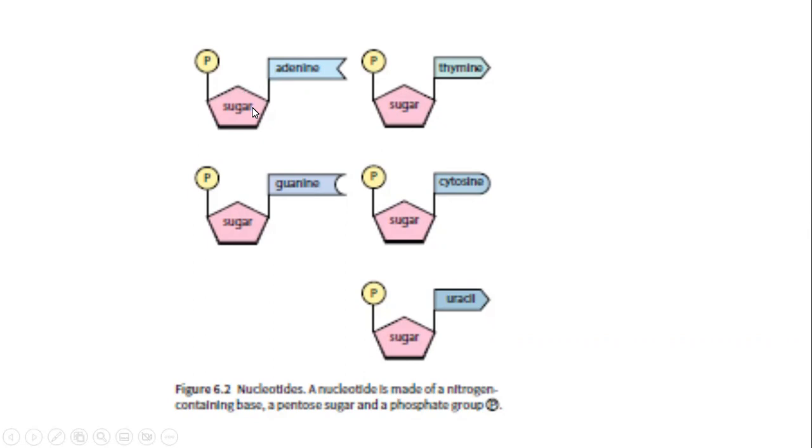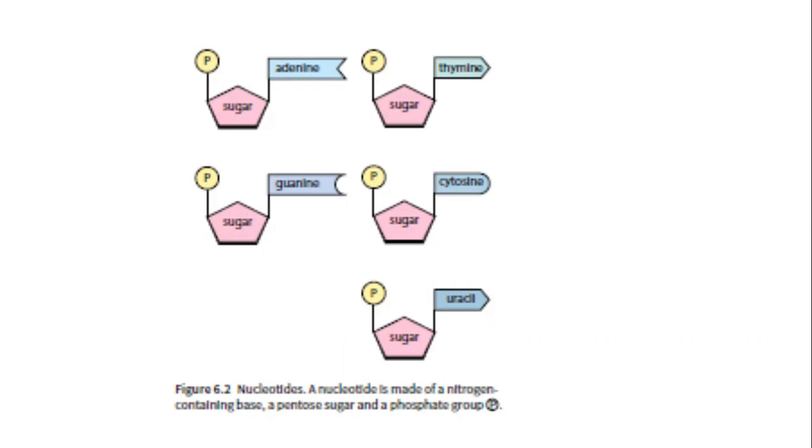In DNA, the sugar component is deoxyribose, and in RNA, we have ribose sugar. The difference is literally in one oxygen. Deoxyribose has one less oxygen than ribose sugar. Both of them have 5 carbon atoms, the same number of carbon atoms. The rest of the structure is pretty much the same. The only difference is that deoxyribose has one less oxygen compared to ribose in RNA.